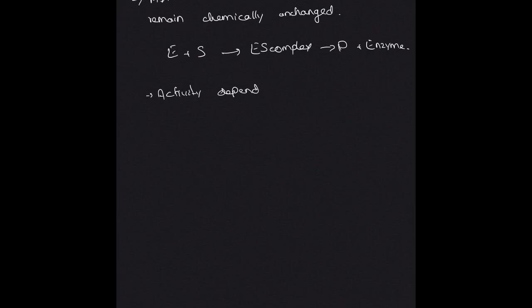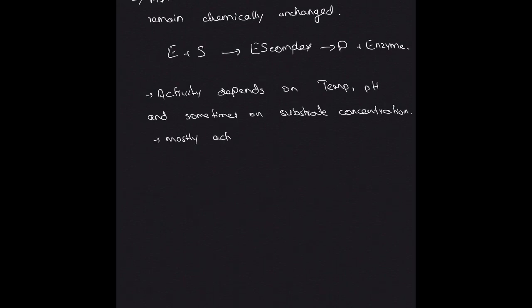This means that after an enzyme has catalyzed a reaction, it can go and bind to a new substrate and catalyze a new reaction. This can be shown in the equation down below, which shows us that enzymes and substrate make an enzyme-substrate complex for a short period of time, which then breaks down into the original enzyme and the product. The activity of an enzyme depends on factors like temperature and pH, and also sometimes on the substrate concentration.